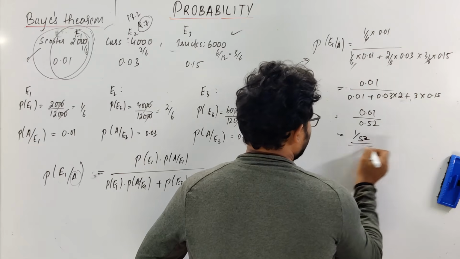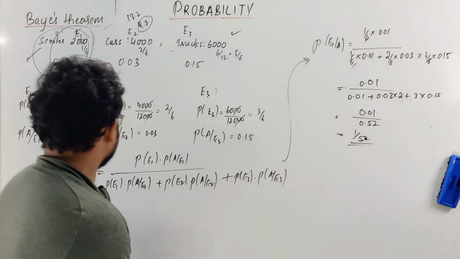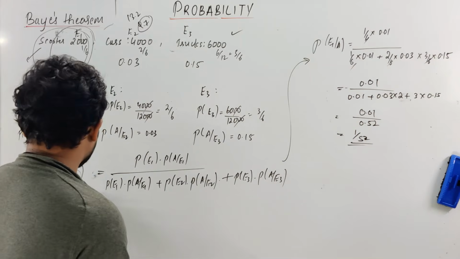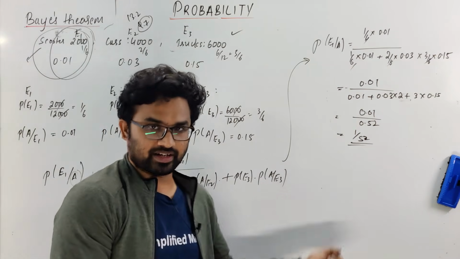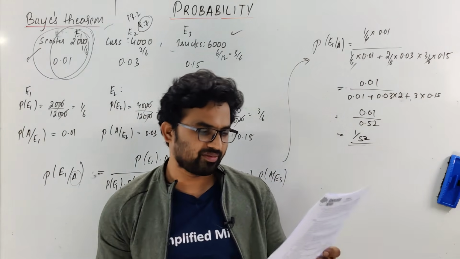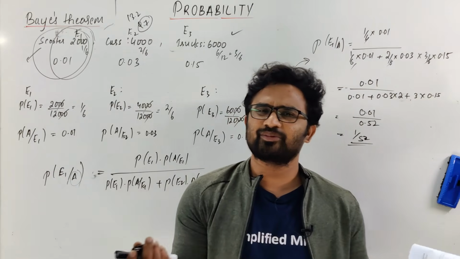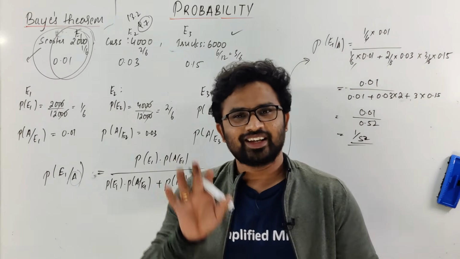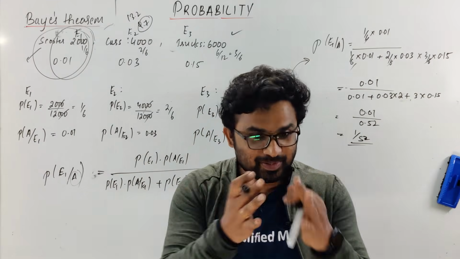I can also write a statement at the end. So probability of, what was the question asked? So the probability that a scooter guy meets an accident is given by 1/52, a statement like that. Whatever question is asked, it is better to make a statement. Understood? It's very simple actually. The calculation is very easy, but you just have to write the steps, nothing else.